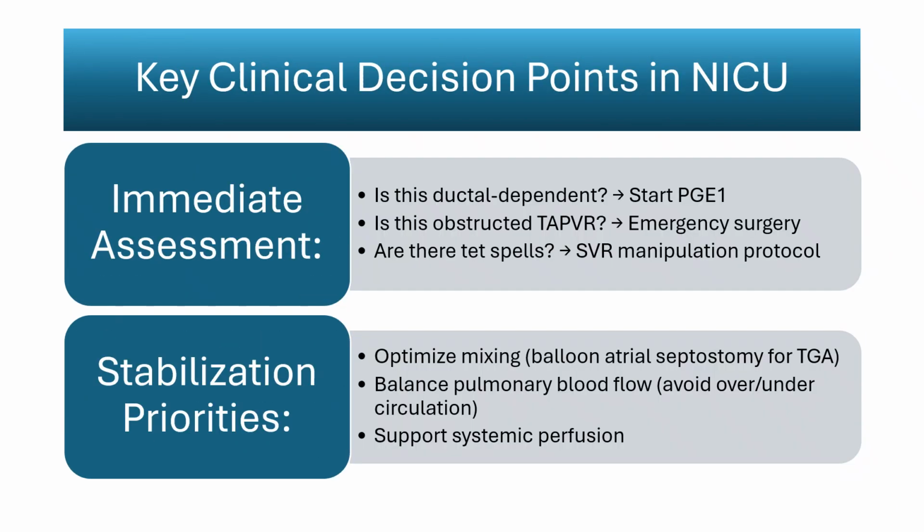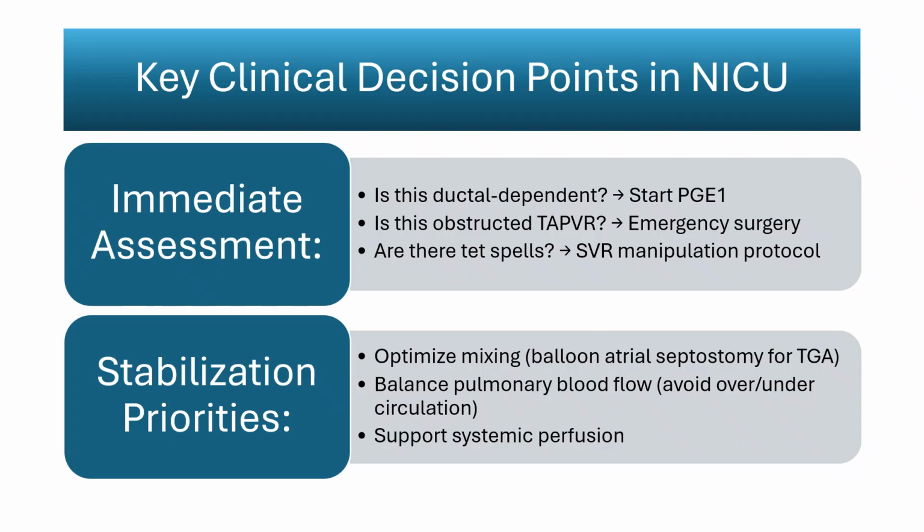Critical decision-making in cyanotic congenital heart disease begins with determining ductal dependency. If systemic or pulmonary blood flow relies on the ductus arteriosus, prostaglandin E1 infusion must be initiated immediately to maintain patency. The second urgent question is whether the infant has obstructed TAPVR, since this requires emergency surgery and cannot be stabilized with medical therapy alone. Another key scenario is the recognition of hypercyanotic, or TET, spells. These demand rapid intervention focused on manipulating systemic vascular resistance and relieving infundibular spasm.